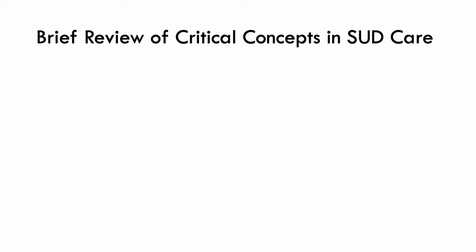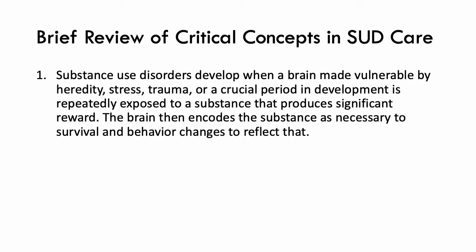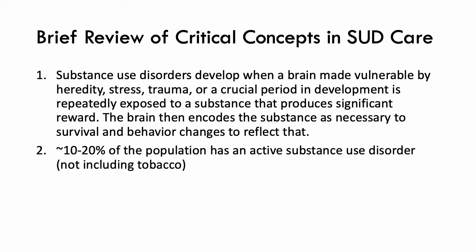But before we get started, I want to do a brief review of some critical concepts in substance use disorders care. As you remember, substance use disorders develop when a brain that's been made vulnerable by heredity, stress, trauma, or being in a crucial period of development is then repeatedly exposed to a substance that produces significant reward. The brain then encodes the substance as necessary to survival, and behavior changes to reflect that.